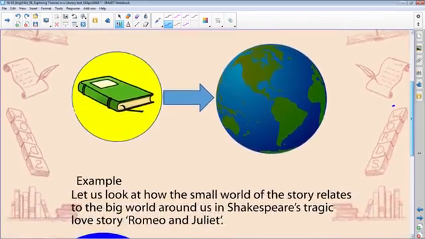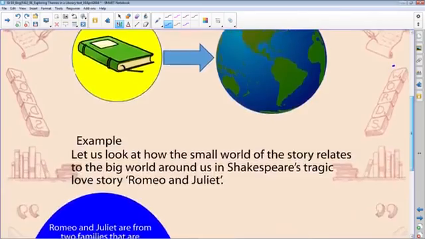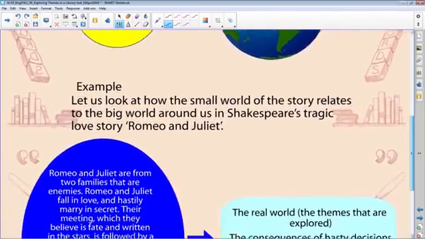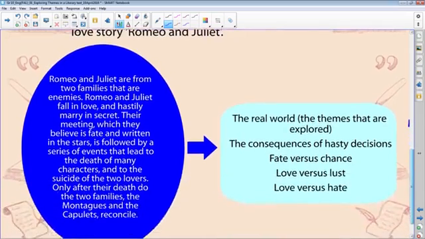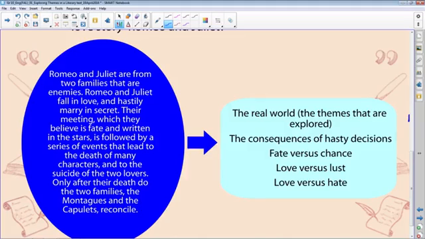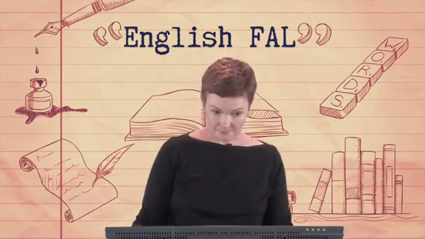Okay. Now, I've mentioned Shakespeare's Romeo and Juliet. So I just want to show you how I would link the two, the play and the world around me, the real world. So here we have Romeo and Juliet. We have 2 families. They're enemies. Romeo and Juliet meet, they fall in love, they get hastily married in secret, and they see their love as destiny, as fate. Even Shakespeare calls them star-crossed lovers. So it's in the stars that these two lovers were to meet.